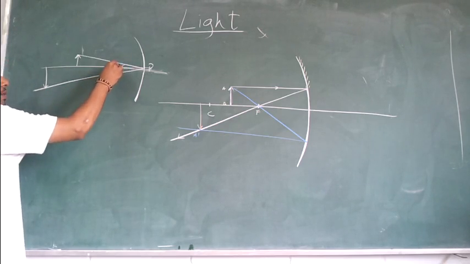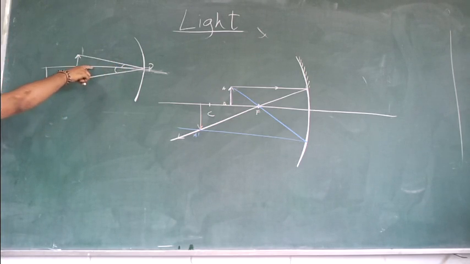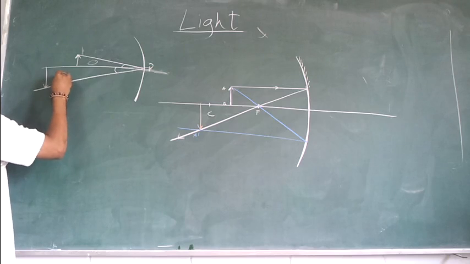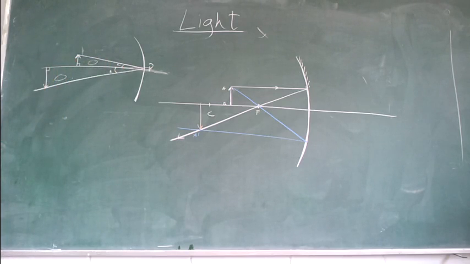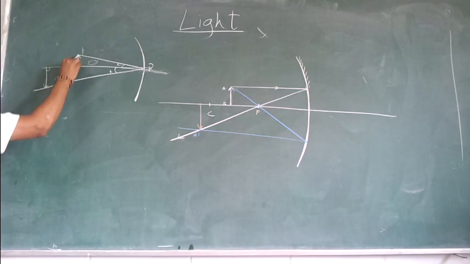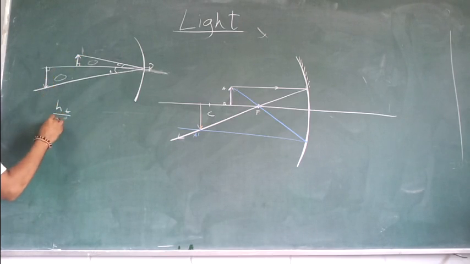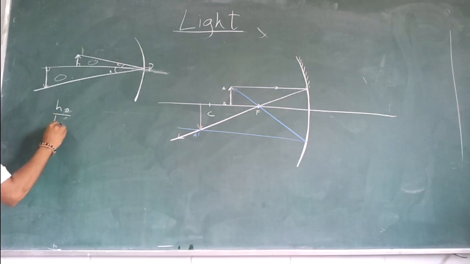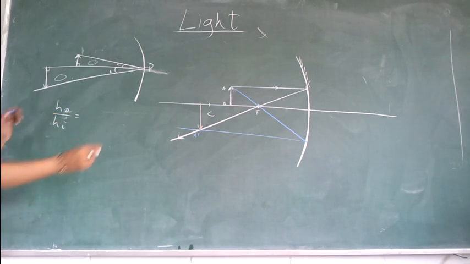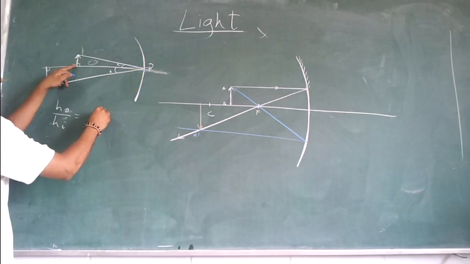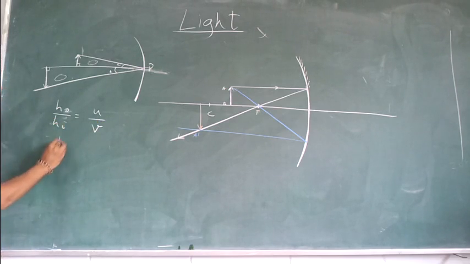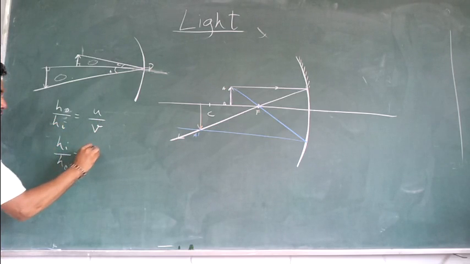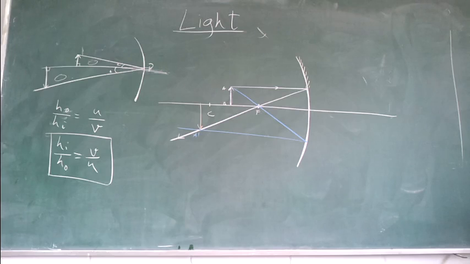Now this angle will be equal to that angle because the principal axis is the normal itself. So this triangle is similar to this triangle, this angle same as that angle, this is 90, that is 90. So both are similar or not? That means the height of the object divided by the height of the image will be the distance of the object, which is written as U, divided by the distance of the image, which is written as V. In fact, this is a formula, okay? HI by HO is equal to V by U. This formula you will be using in this chapter, okay?